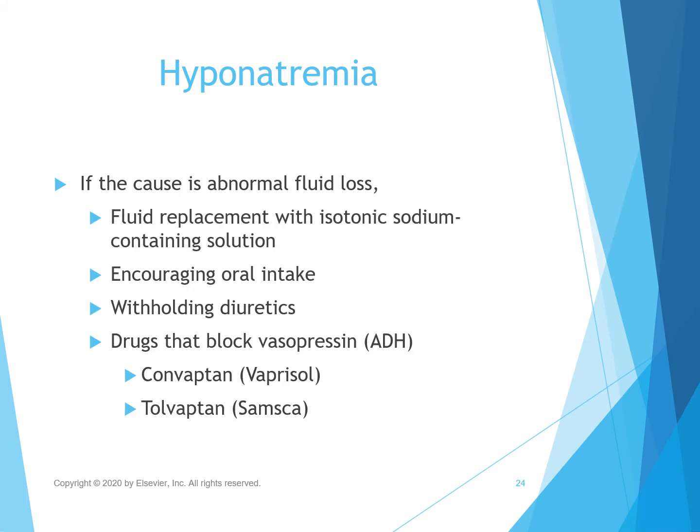If the cause is abnormal fluid loss, then what you'd want to do is replace fluids with isotonic sodium-containing solutions. You would encourage oral intake. You would withhold diuretics if they were ordered, and you would consider drugs that block the vasopressin, the antidiuretic hormone. Vaprisol is a medication that is routinely given IV, and Samsca is usually given PO.